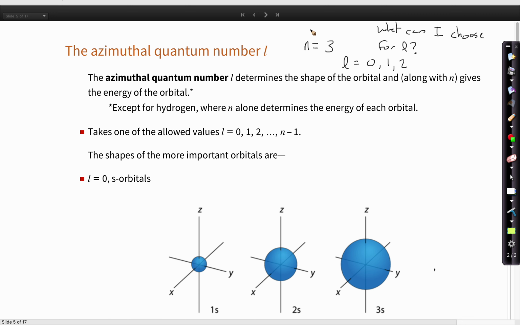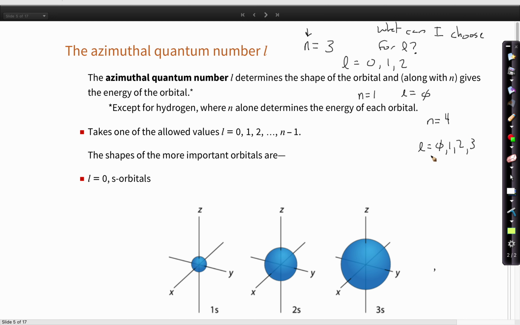So if you tell me I want you to look at n equals 3, then I will tell you, well, the only L's that I can work with are 0, 1, and 2. Okay? What about if n equals 1? Well, for that, the only allowed value of L is 0. What if n equals 4? Then I could have L be either 0, 1, 2, or 3. And it can be any one of these.